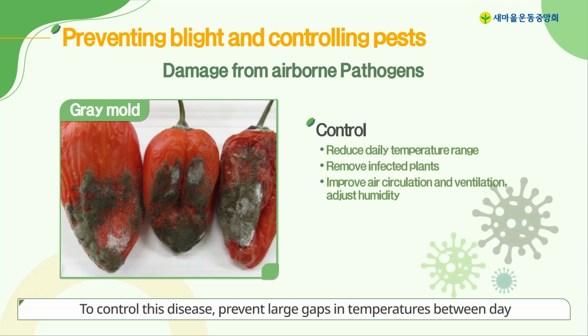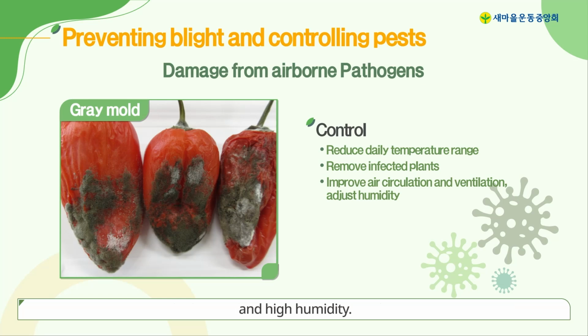To control this disease, prevent large gaps in temperatures between day and night within the facility. Control air ventilation and humidity to ensure against low temperatures and high humidity. It is also important to remove diseased plants from the environment by burying them underground or burning them to get rid of pathogens.